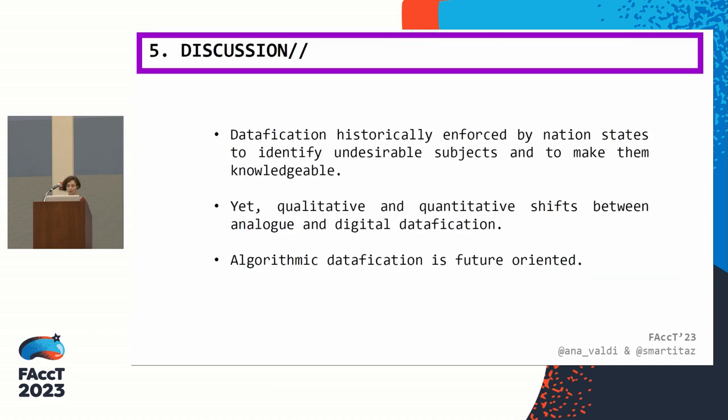So moving towards discussion, datification has been historically enforced by nation states to identify undesirable and deceitful subjects and to make them reliable and knowledgeable. This is nowadays strengthened through the use of large-scale systems implemented at the border to control migration and to block people on the move. Alongside quantitative shifts, it generated also qualitative changes. First, algorithmic datification enforces new modes of discrimination based on factors that work as indirect indicators and markers and that are the result of recombinant identities. Second, algorithmic datification is eminently future-oriented.